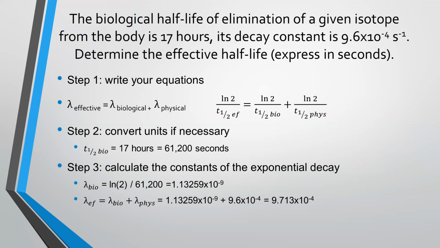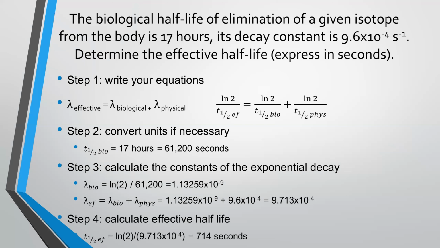So here we got the formula. You can look at it. We got the biological constant, and then we already had the physical constant, and then we added those two. We got the final answer. Now, even this is not the final step because we were asked the effective half-life. So we still need to divide the answer by the natural logarithm of 2, and we get 714 seconds.